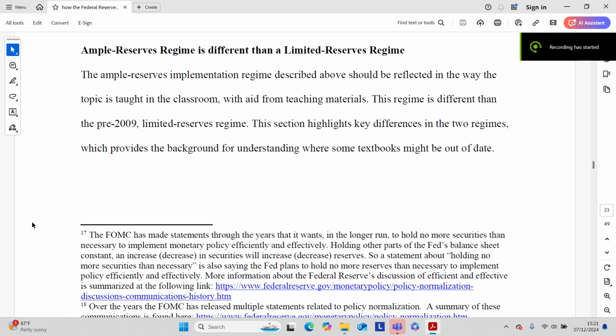An ample reserve regime is different than a limited reserve regime. The ample reserve implementation regime described above should be reflected in the way the topic is taught in the classroom, with aid from teaching materials. This regime is different than the pre-2009 limited reserve regime. This session highlights key differences in the two regimes, which provide the background for understanding what some textbooks might be out of date.